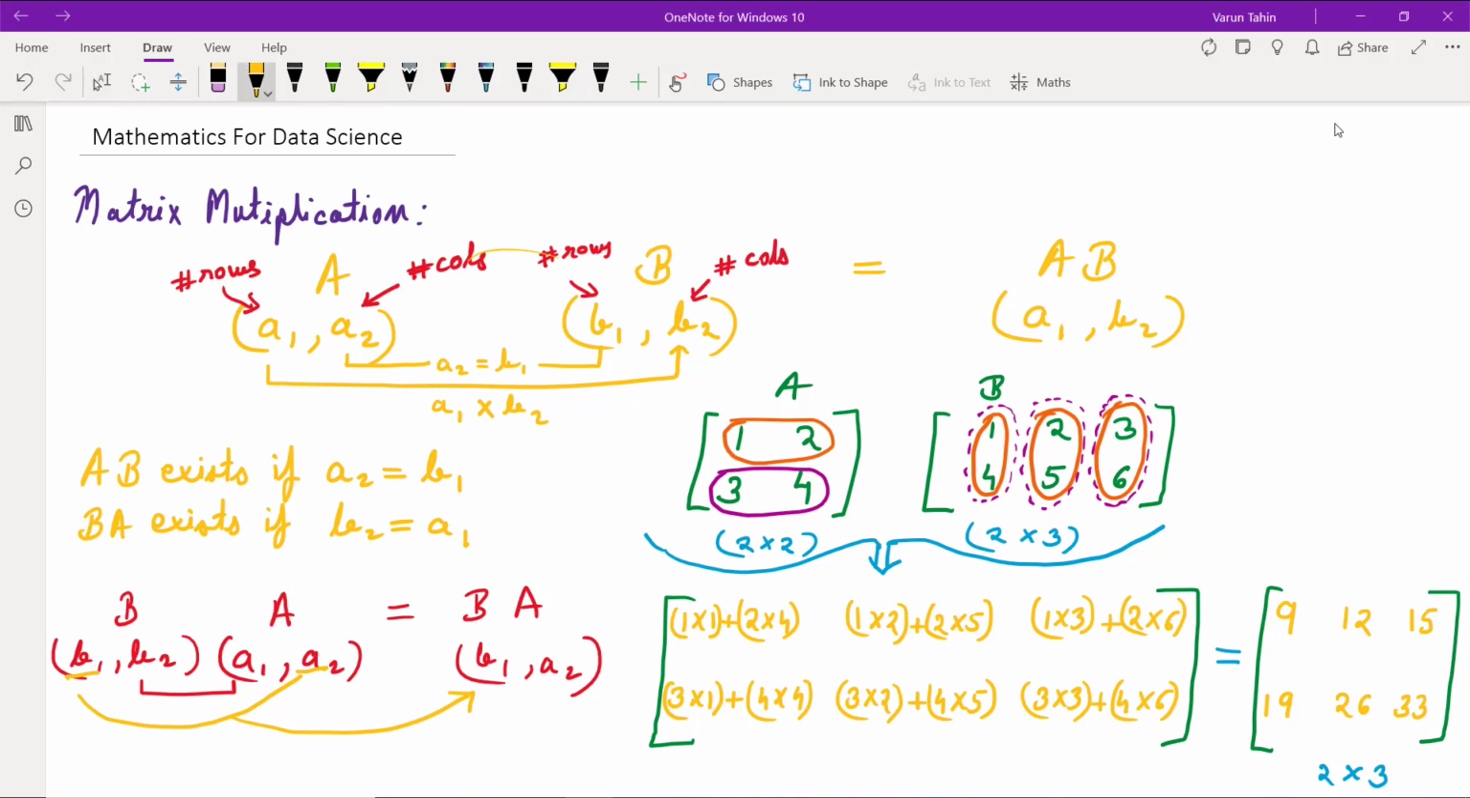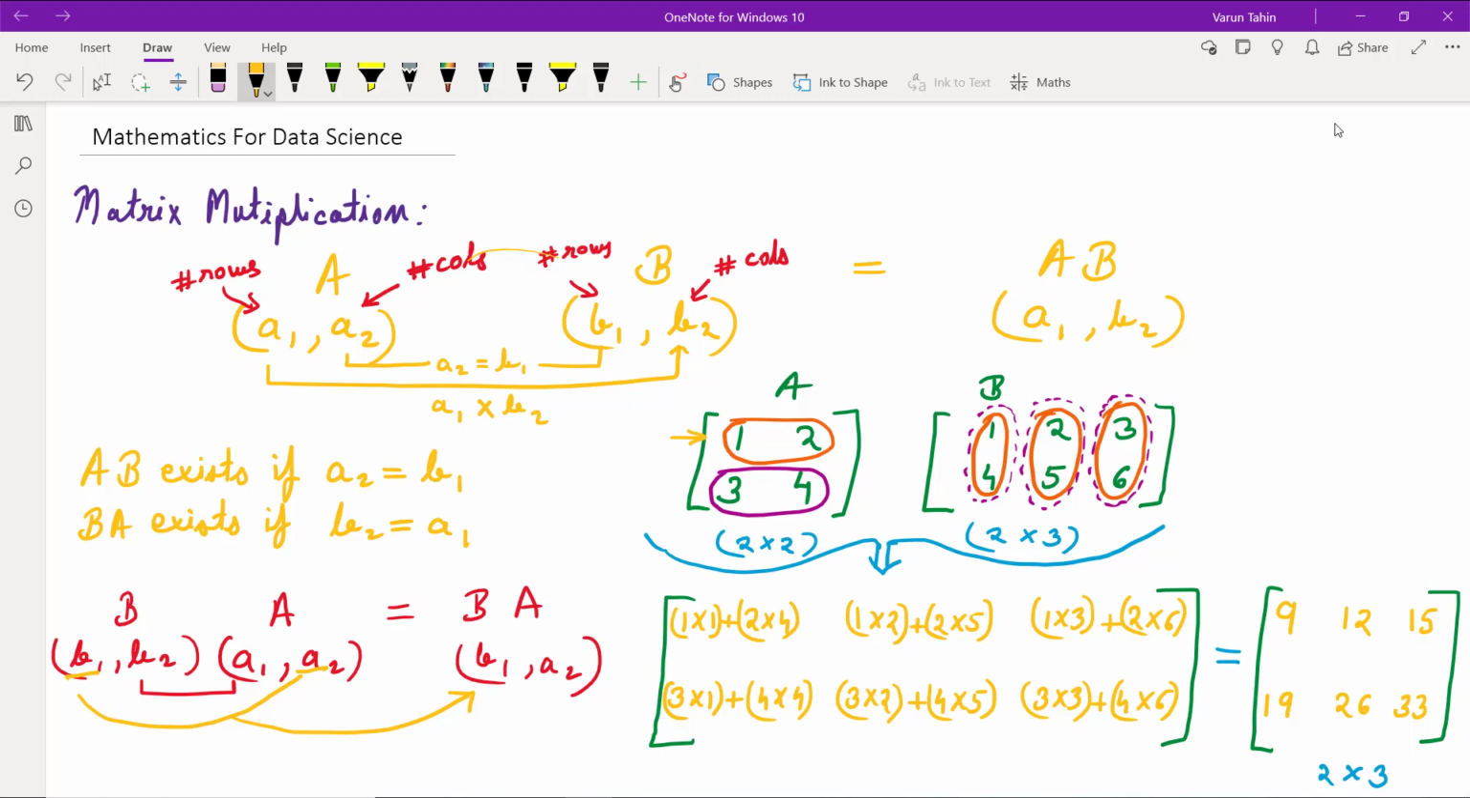Let's say that A is of a dimension 2 into 2 and B is another matrix which is multiplied to A, which has a dimension of 2 into 3. Now in order to multiply them together, we have to take individual rows of A and multiply them with the individual columns of B. So what we'll do is we will take the first row, which is 1 and 2, and multiply them with the first column of B, which is 1 and 4. So 1 into 1 plus 2 into 4.